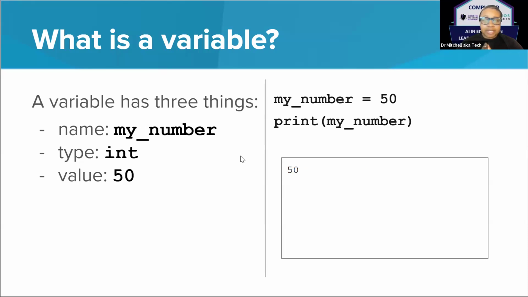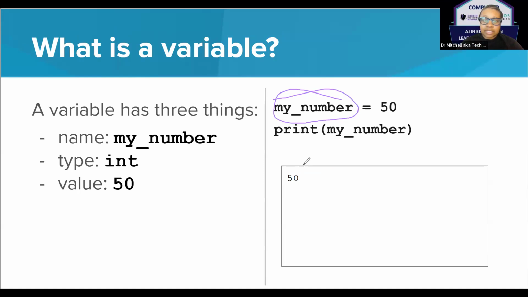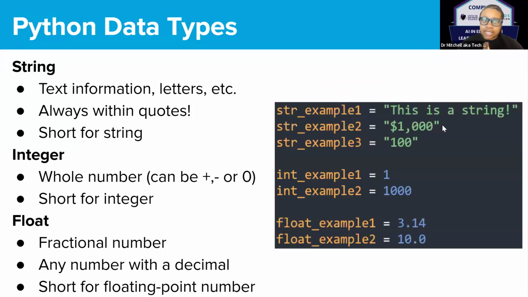Again, a variable has three things: name, type, value. So in this case, we have my number, which is the name of that variable. The type of this is an int, and we called it there, and that was the value here. Now I'm going to break this down a little bit further for you. And what exactly are these data types?